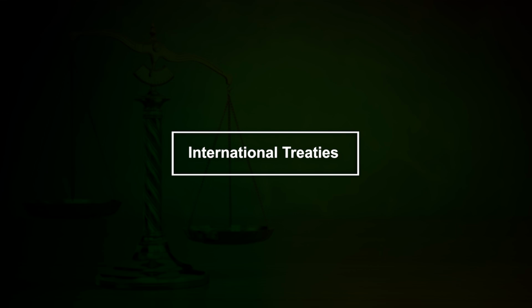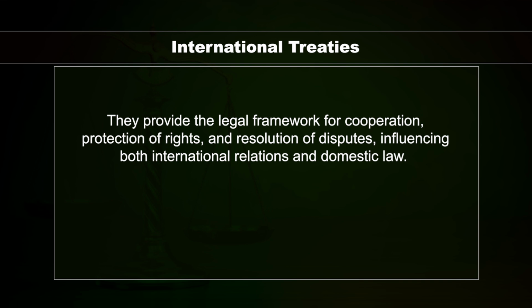The third one is the international treaties. Dear friends, international treaties are vital legal resources that shape the conduct of nations on a global scale. They provide the legal framework for cooperation, protection of rights and resolution of disputes, influencing both international relations and domestic law.